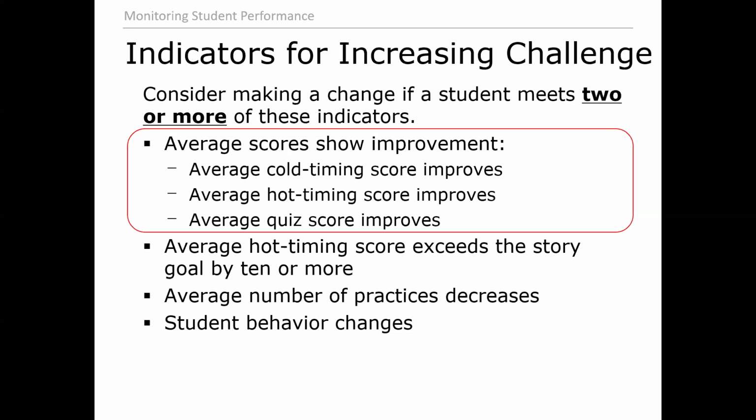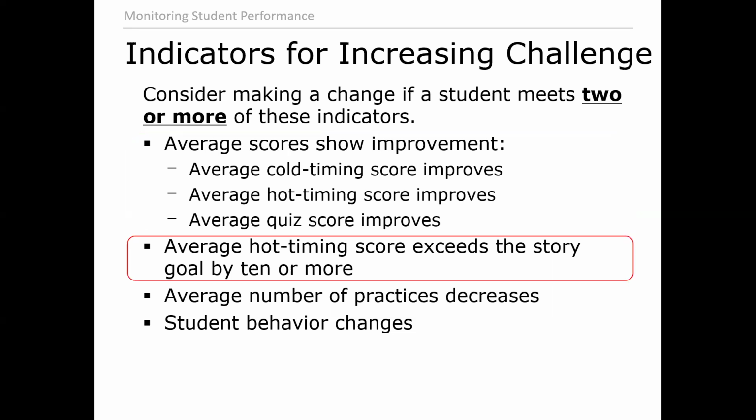The average cold timing score improving, the average hot timing score improving, and the average quiz score improving are indicators that the student is making progress and can handle more of a challenge. The average hot timing score being 10 or more words above the goal.